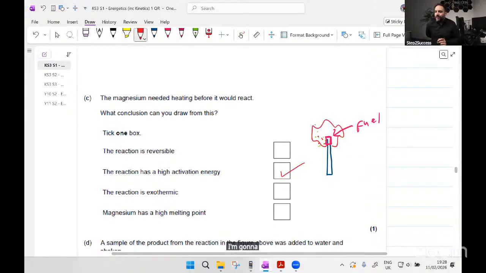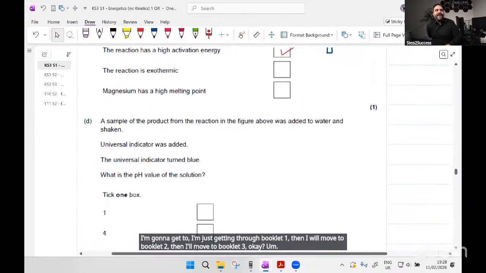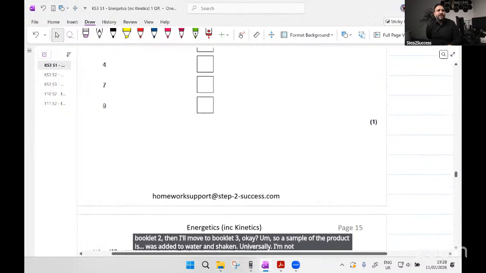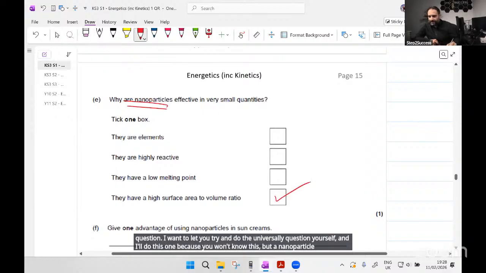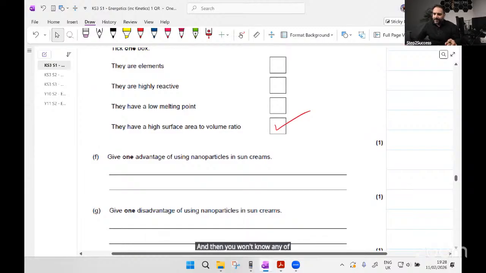Okay. I'm just getting through booklet one, then I will move to booklet two, then I'll move to booklet three. So a sample of the product was added to water and shaken with universal indicator. I'm not going to do this question. I want to let you try and do the universal indicator question yourself. And I'll do this one because you won't know this, but a nanoparticle has a high surface area to volume ratio. And then you won't know any of this, but I shall just tell you the answers.